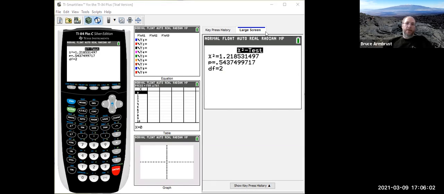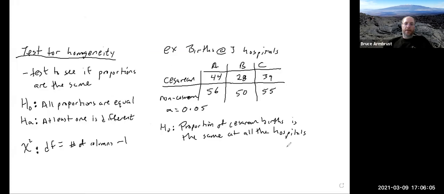So if we go back to what we were doing over here, we calculated that p is equal to 0.5437, which is considerably bigger than alpha. Again, this is saying that if the proportions are the same, if the null hypothesis is true, we would get this kind of distribution 54% of the time if we just were to do this random sample. Well, I don't know about you, but that's pretty often. So that suggests that we don't reject H naught, right? So we're going to fail to reject.